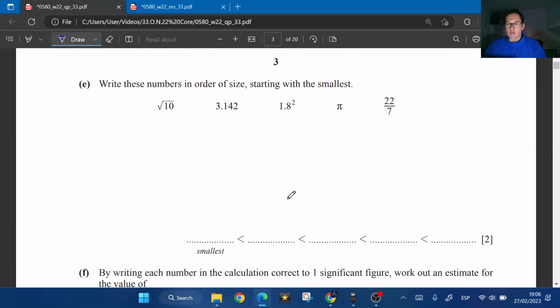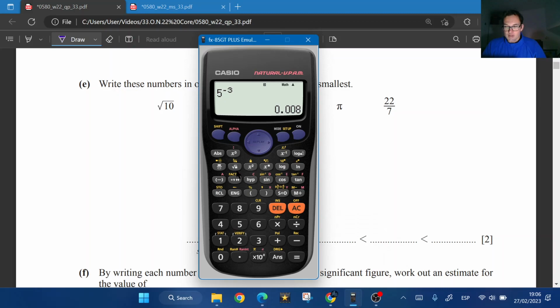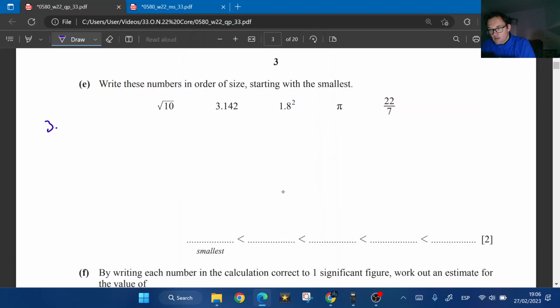Right, writing numbers in order of size, it's best to write them all as decimals. So the first one there, square root 10, is 3.1622, etc. I think 4 digits should be enough. Okay, then we got 3.142. We can add a 0 there, so it's easier to compare.